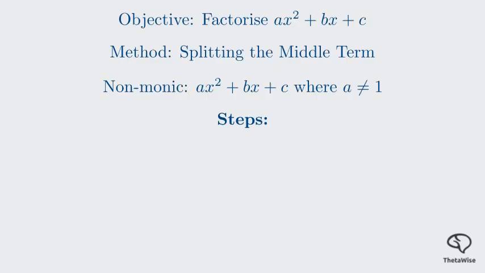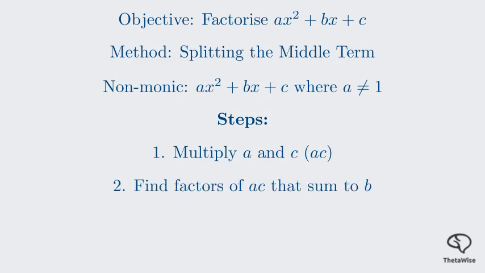Let's look at the steps we will follow. Step 1. Multiply a and c. Step 2. Find two numbers that multiply to a times c and add to b. Step 3. Split the middle term. And finally, Step 4. Factorize by grouping.